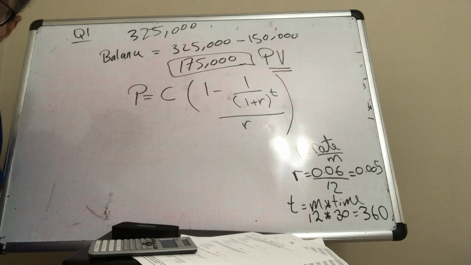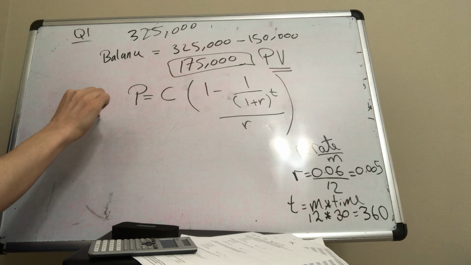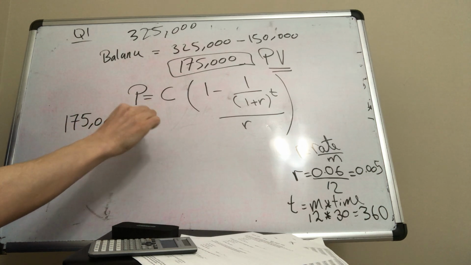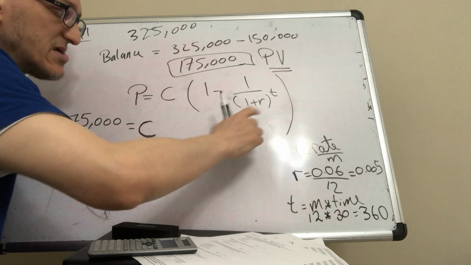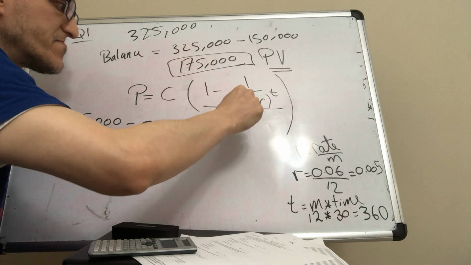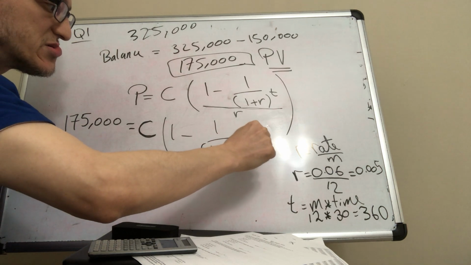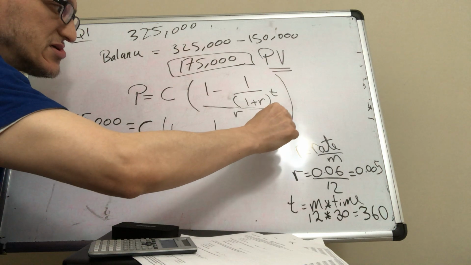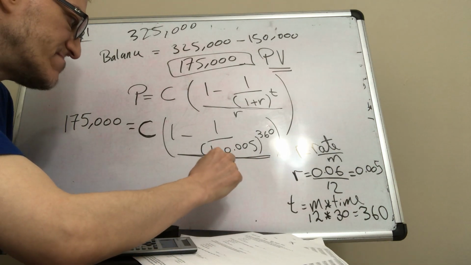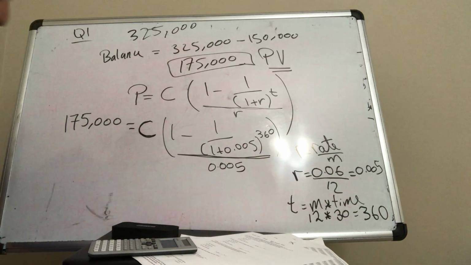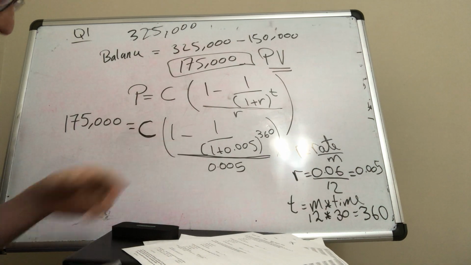So we put everything together in the formula. Present value is C, we don't know. C is the payment, and that's what we're looking for. Interest is 0.005. T is 360. And we divide everything by the 0.005. It's recommended to do this in 2 steps when you're solving for payments, so I'll do this first.